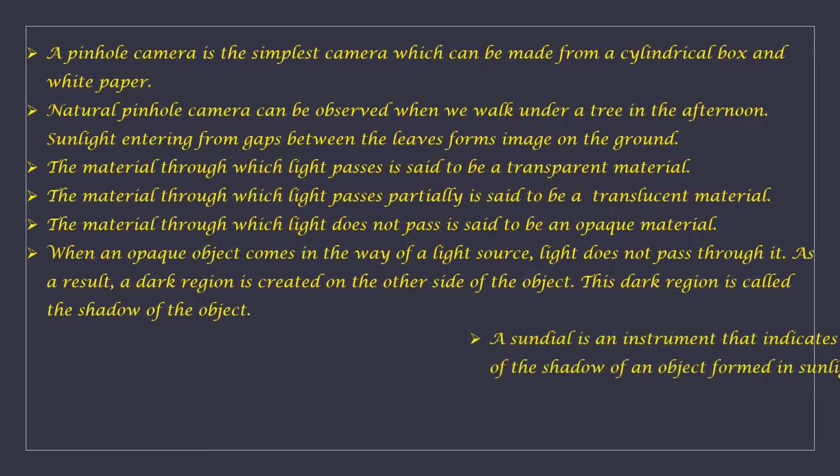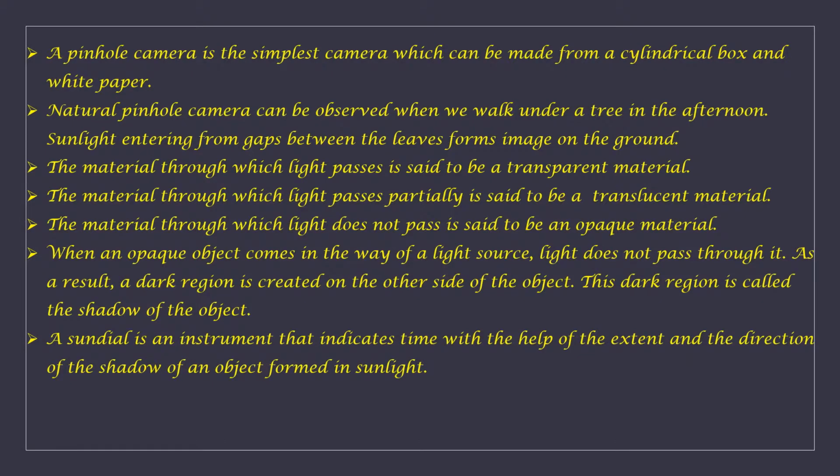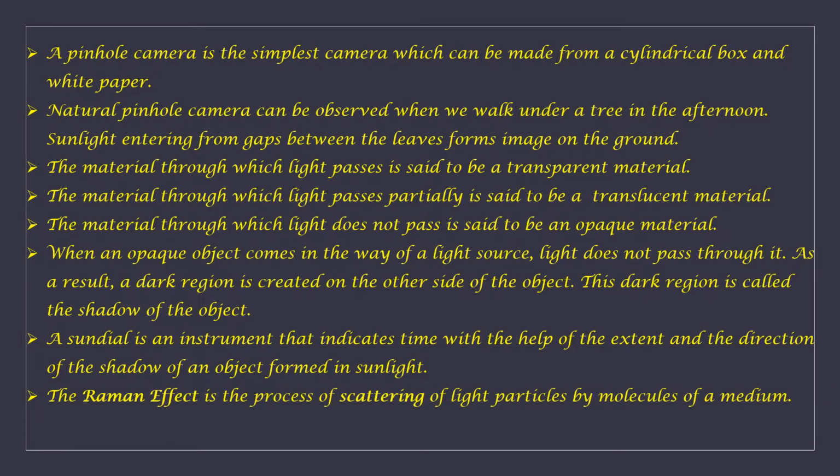A sundial is an instrument that indicates time with the help of the extent and the direction of the shadow of an object formed in sunlight. The Raman effect is the process of scattering of light particles by molecules of a medium, and Isaac Newton proved that white light contains 7 colors.